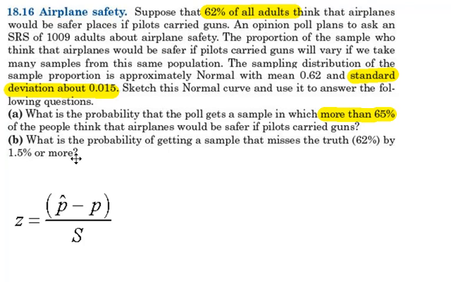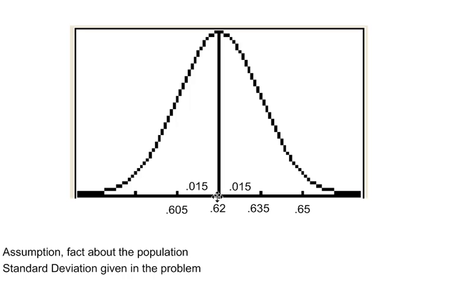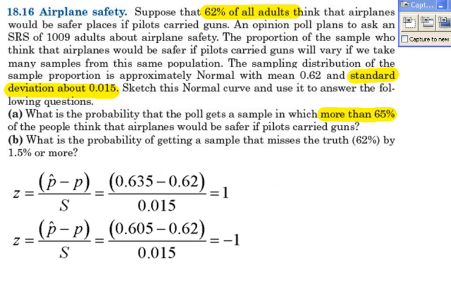Now, on part B of this question, we're going to use that fourth probability rule, okay, because it wants to know what's the probability that it misses the truth by 1.5% or more. So misses, if I look at my graph, it wants to know if I miss by 1.5% below, which is right here, or 1.5% above, which is right here. So I'm going to have to find the area to the left on this side and to the right on this side. So why don't you pause the podcast and see if you can find these two areas and add them together.